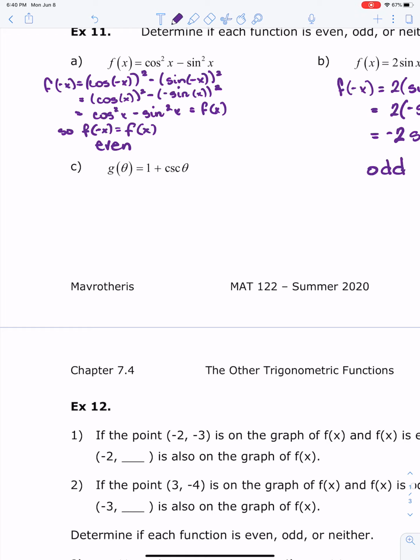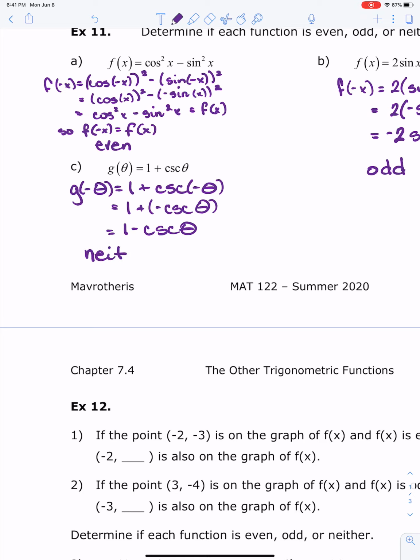C, we got g of theta, so we're going to plug in negative theta. 1 plus cosecant negative theta. So cosecant is 1 over sine. I know that sine is odd, so cosecant is odd. So cosecant of negative theta is the same as negative cosecant of theta. I get 1 minus cosecant of theta. It's not exactly the same as g of theta or negative g of theta. So this is neither even nor odd. Neither.